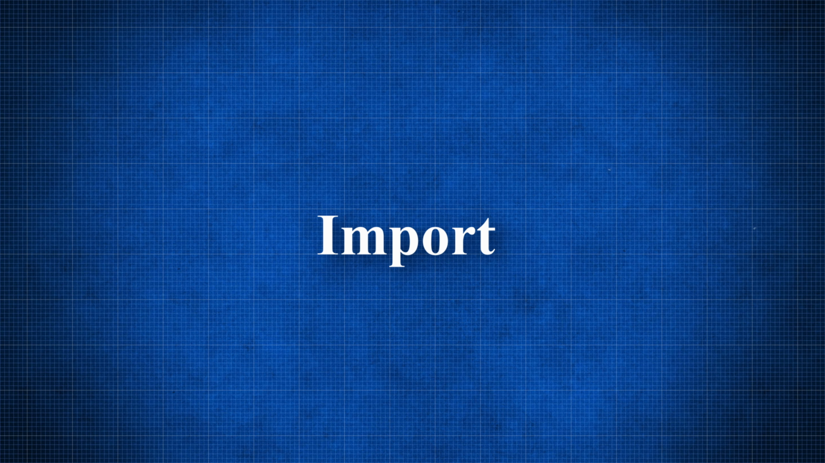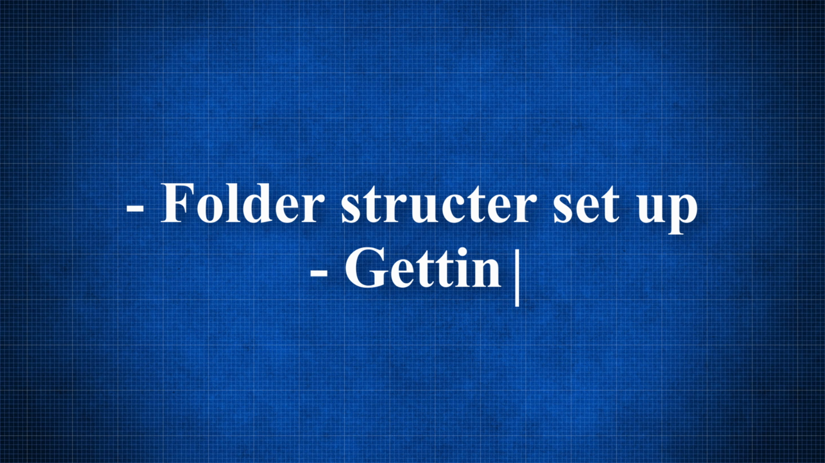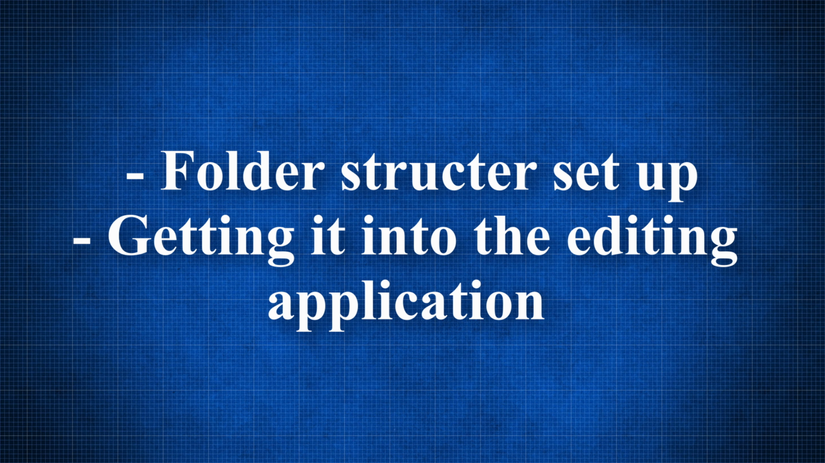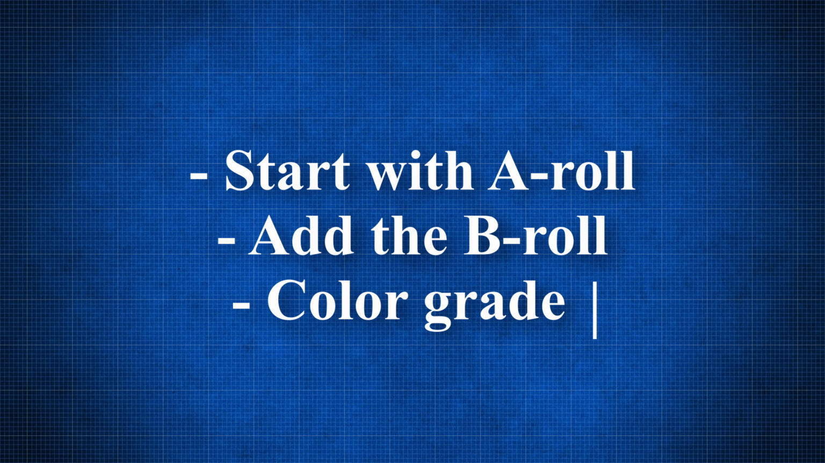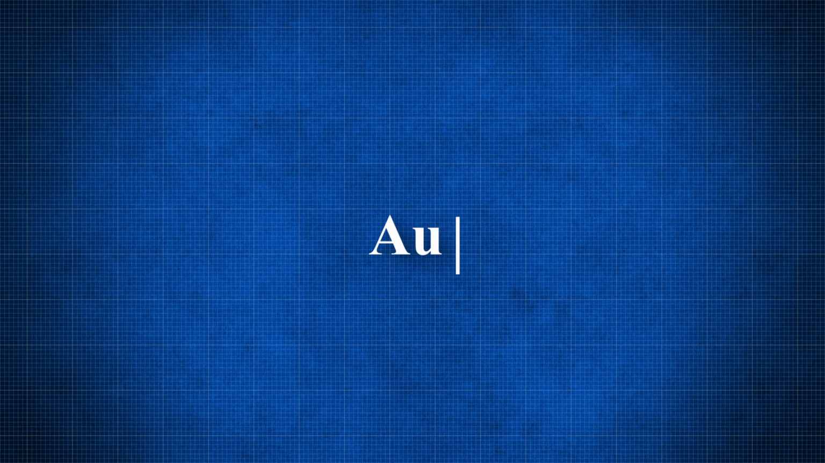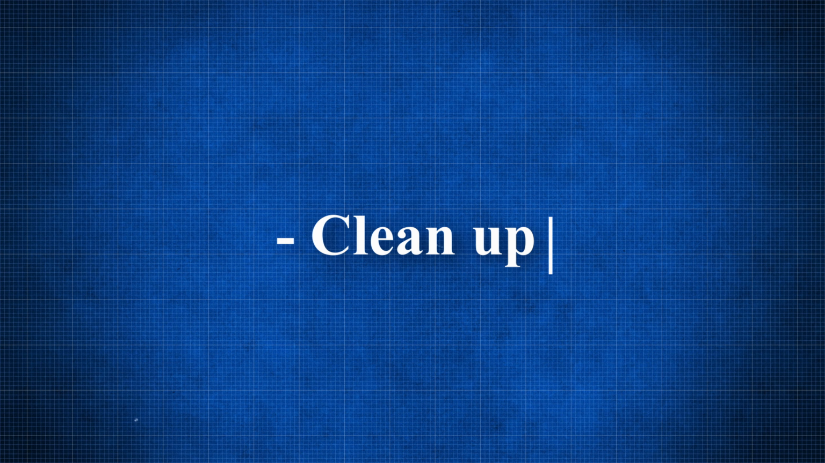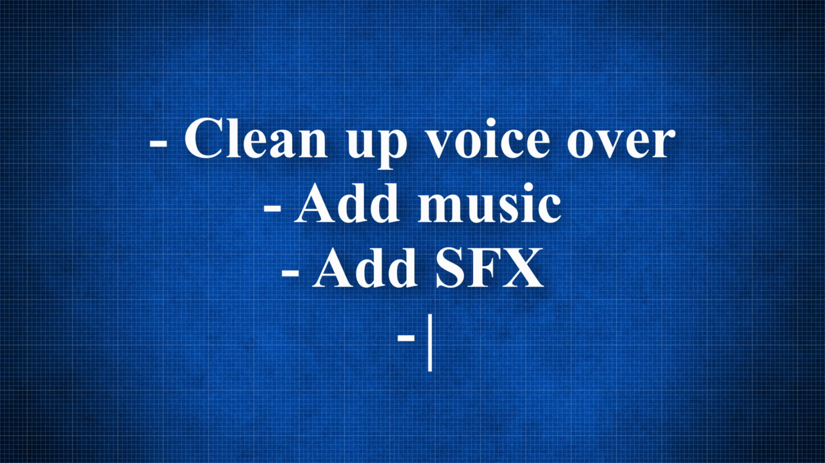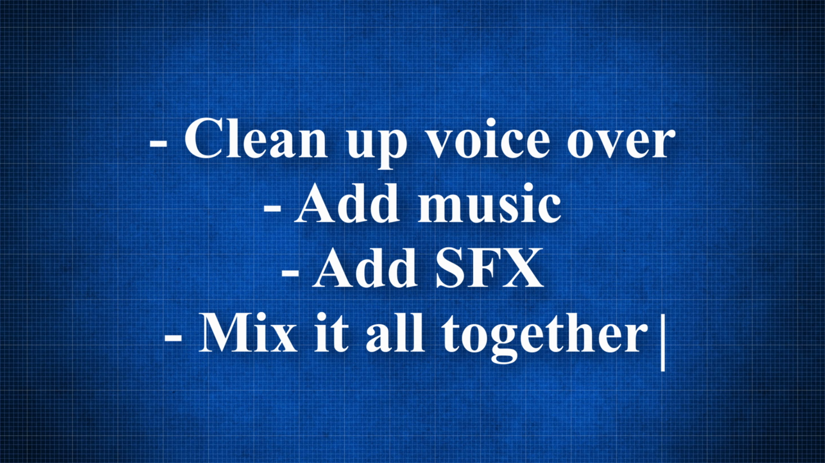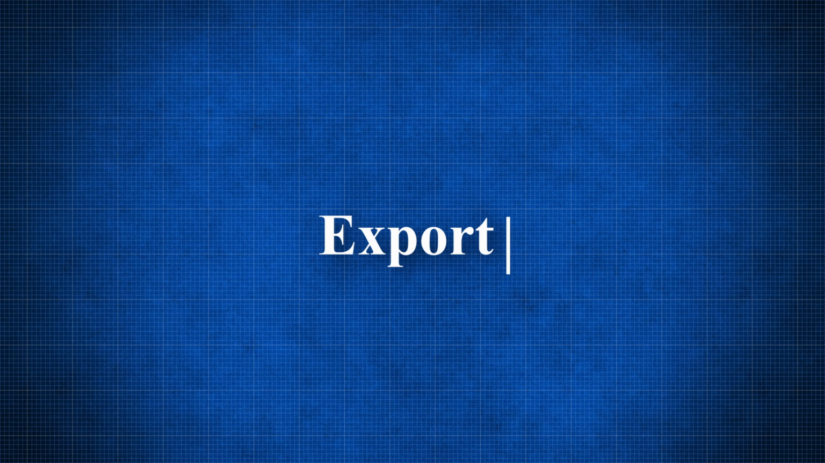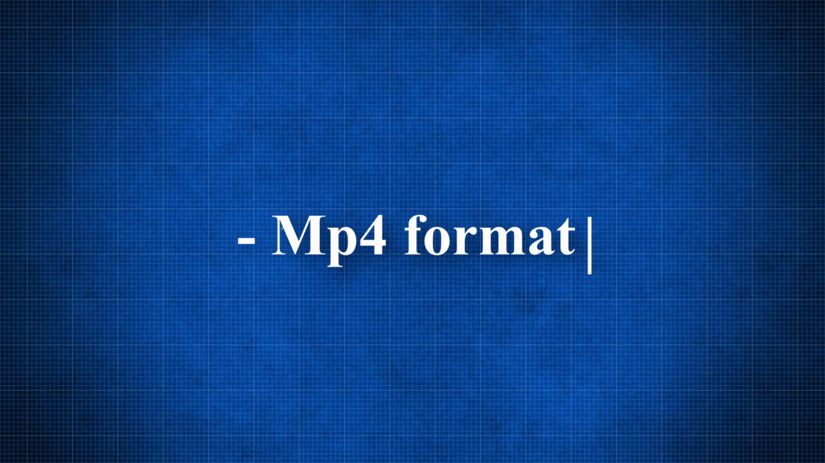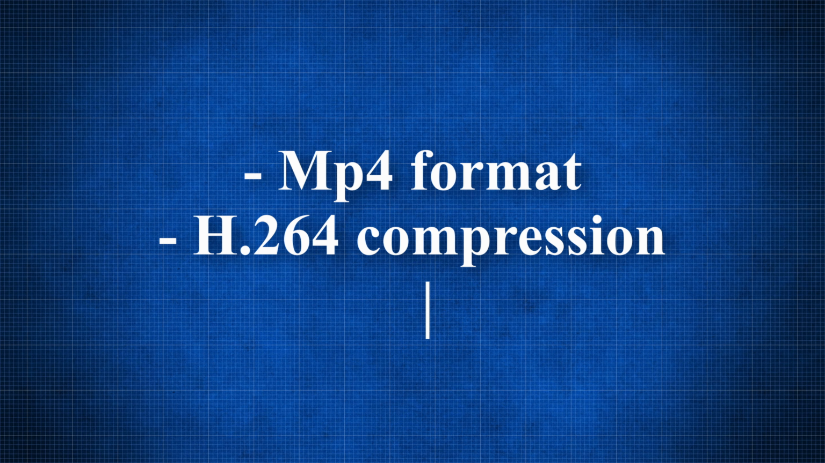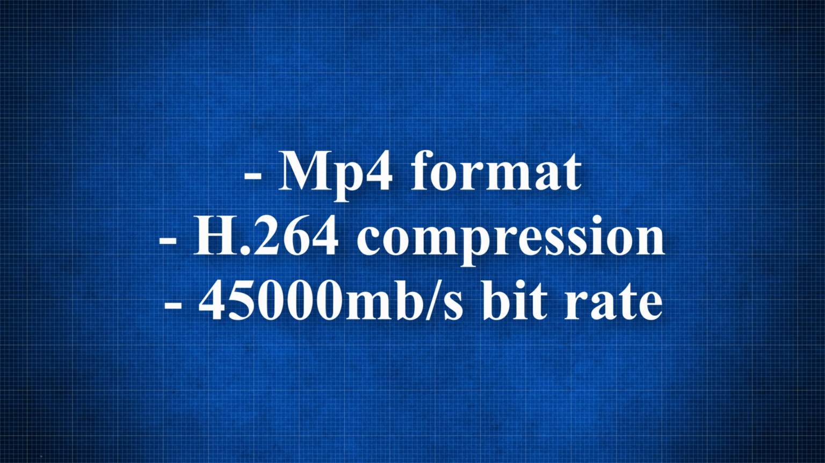Editing used to be so hard, but now you've got a whole system to keep you on track. To recap, we start with importing, which is getting your folder structure set up and getting it all into our editing application. Then we cut our footage, starting with A-roll, then adding your B-roll, and finishing it off with some light color grading. Next, we enhance our audio by cleaning up our voiceover, adding some music, adding some sound effects, and then mixing it all together. Lastly, we exported our video properly in an MP4 format, H.264 compression type, and 45,000 megabits per second bitrate.